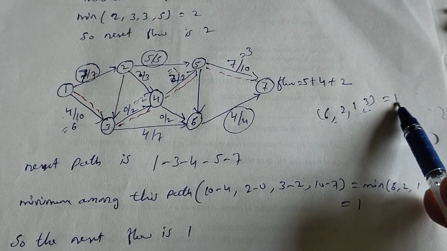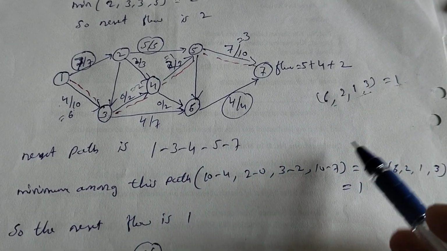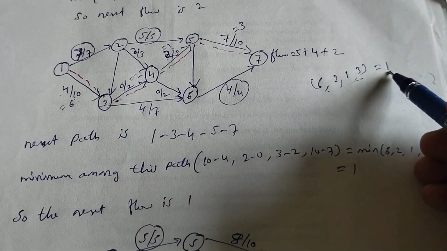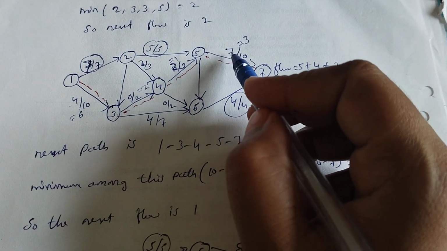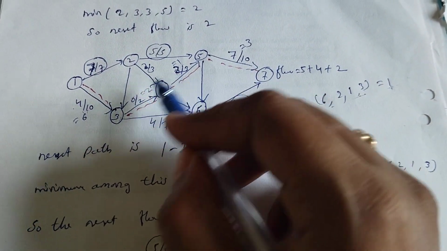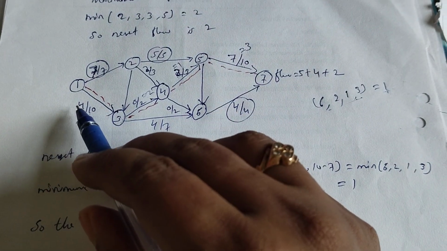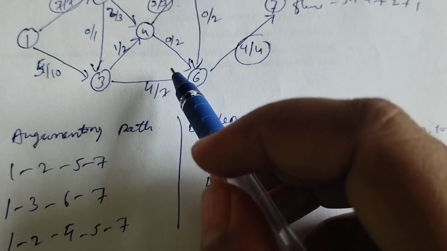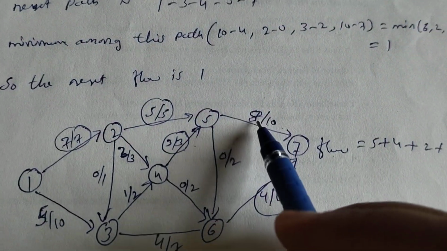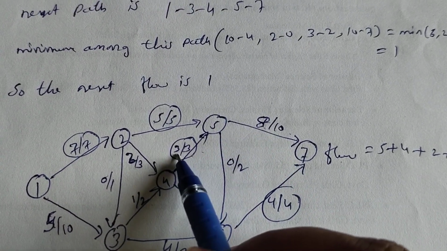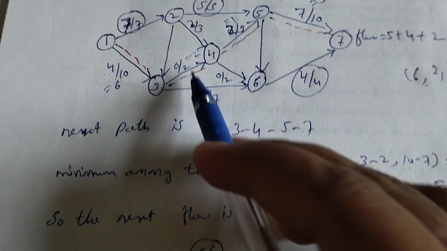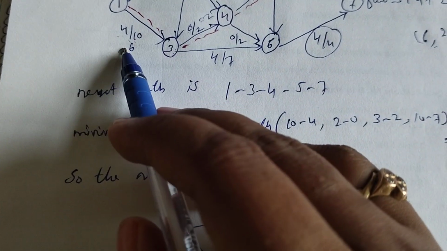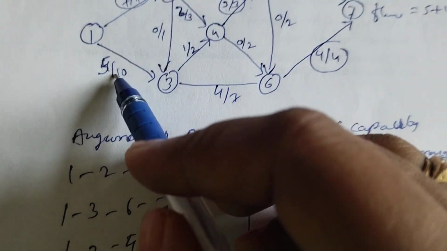So this 1 becomes the flow value for the next network. This flow value is added in this path only: 7 plus 1, 2 plus 1, 0 plus 1, 4 plus 1. That is redrawn again here. So 7 plus 1 becomes 8, 2 plus 1 becomes 3. Initially it was 0 by 2, now it becomes 1 by 2. Initially it was 4 by 10, now it becomes 5 by 10.